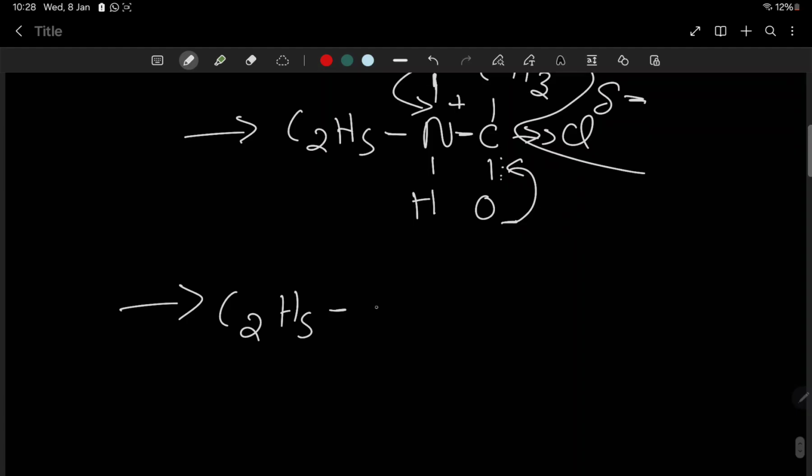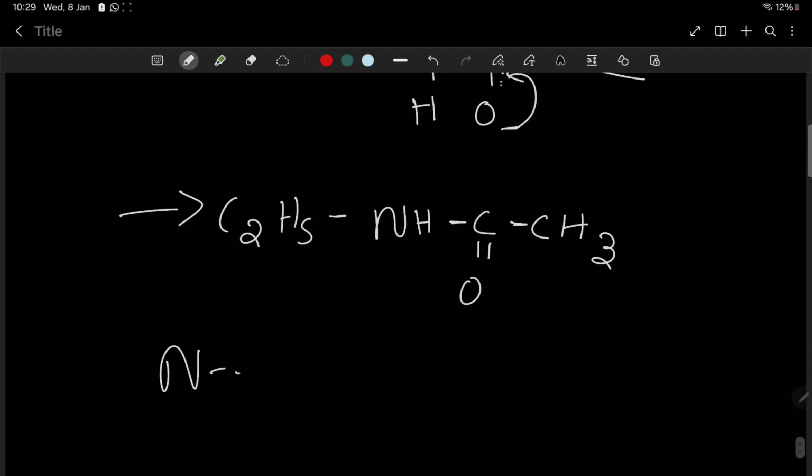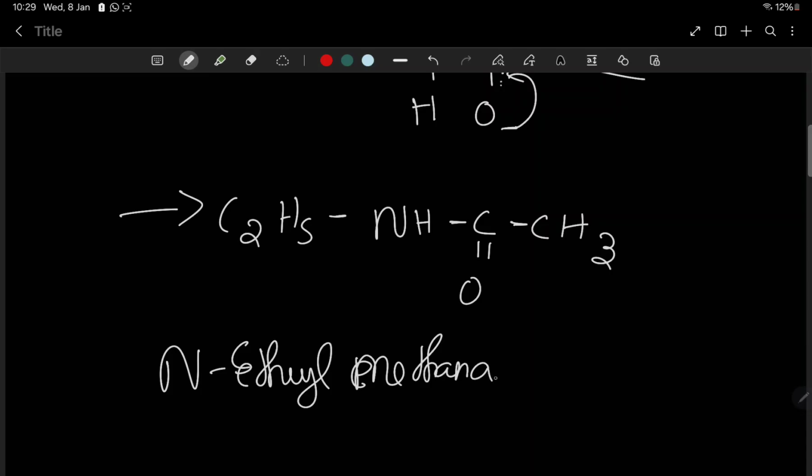So what we get is C2H5NH C double bond O CH3. We get N-ethyl, once again E is capital, N-ethyl ethanamide. This is the compound we are getting. Okay, this is the reaction for formation of amide.